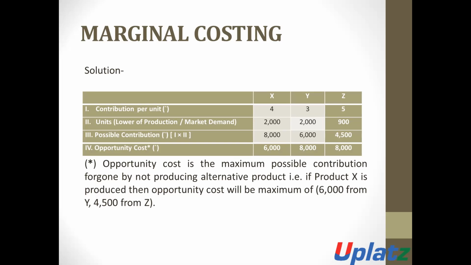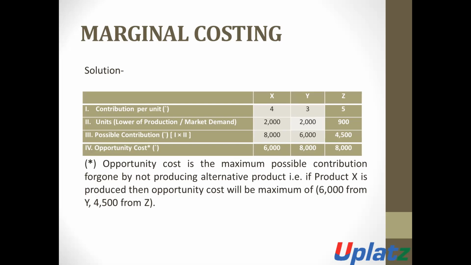Then the units: the market demand or production, whichever is lower. We will take the lower of production or market demand. In the case of X, the required units are 2000. In the case of Y, 2000, and in the case of Z, 900. And the possible contribution will be 2000 into 4, 8000. In the case of Y, it will be 6000, and in the case of Z, it will be 4500.